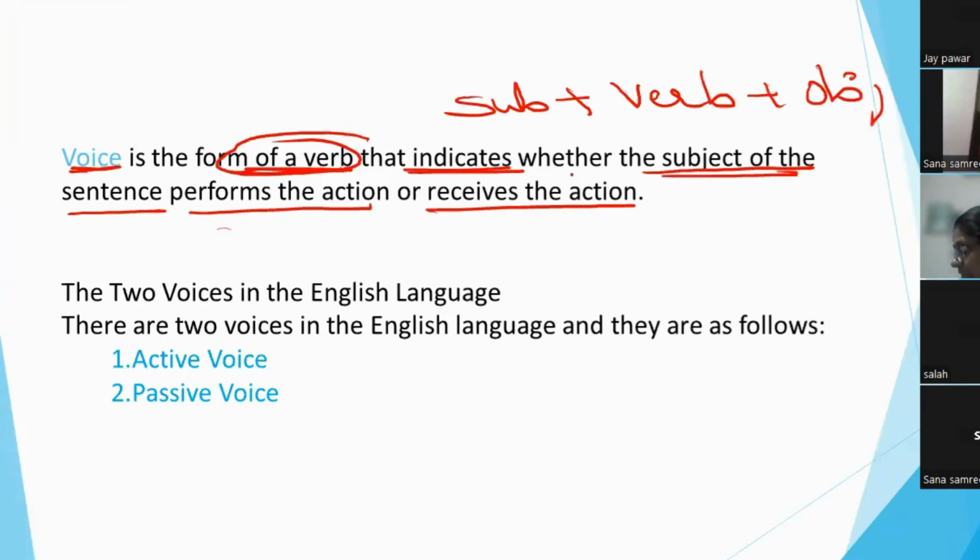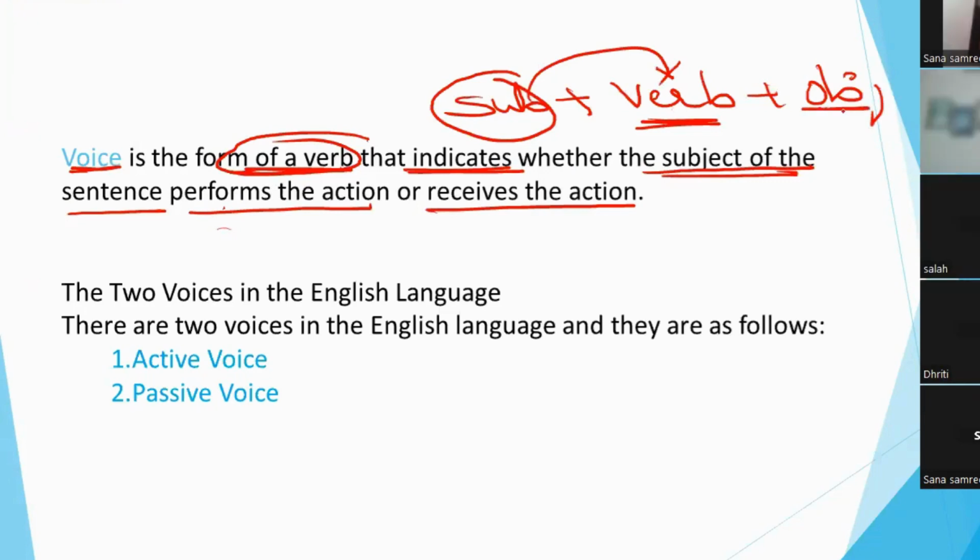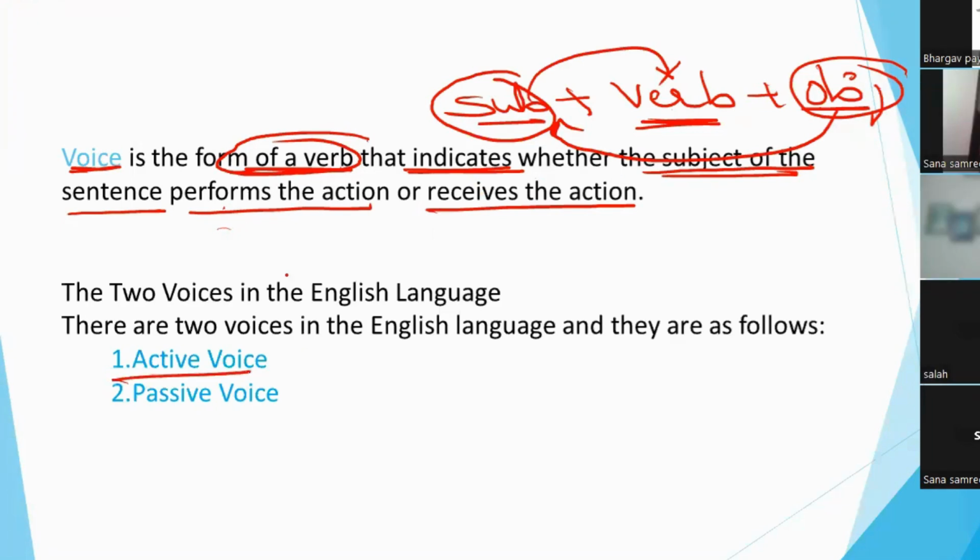So what this voice does, it indicates whether this subject is performing the action. Verb means action, right? Whether it is performing an action on the object or whether it is receiving the action from the object. So basically if the subject is doing some action, then we can say the given sentence is in the active voice. If the subject of a sentence is receiving the action from the object, then we can say the given sentence is in the passive voice.